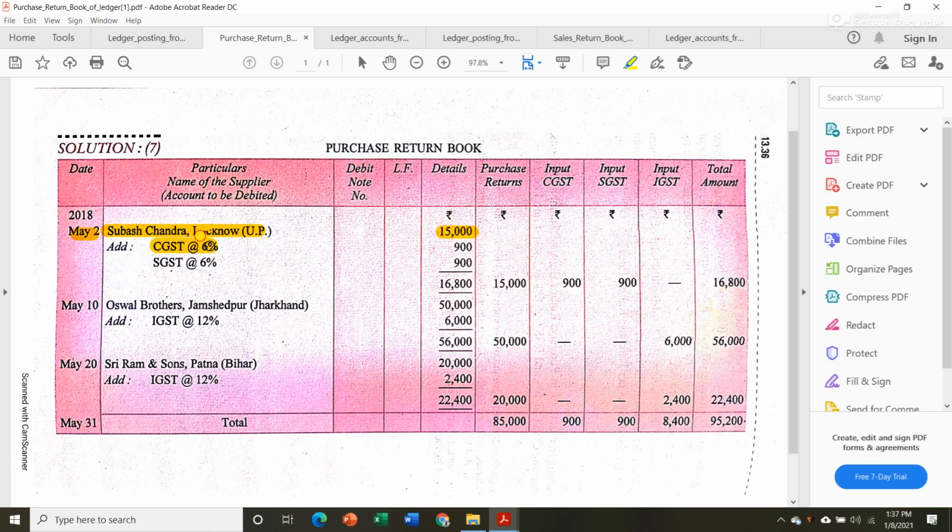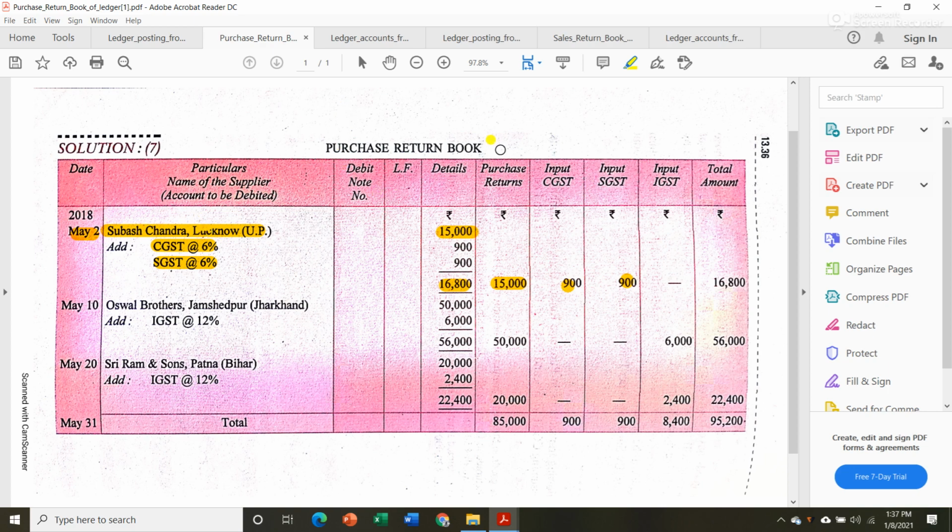Then we have to add CGST and SGST at 6% each. So total we have 16,800. So in purchase returns account we have 15,000. Then input CGST 900, input SGST 900, because our business and the supplier are in the same state. Okay, you just have to remember the format.